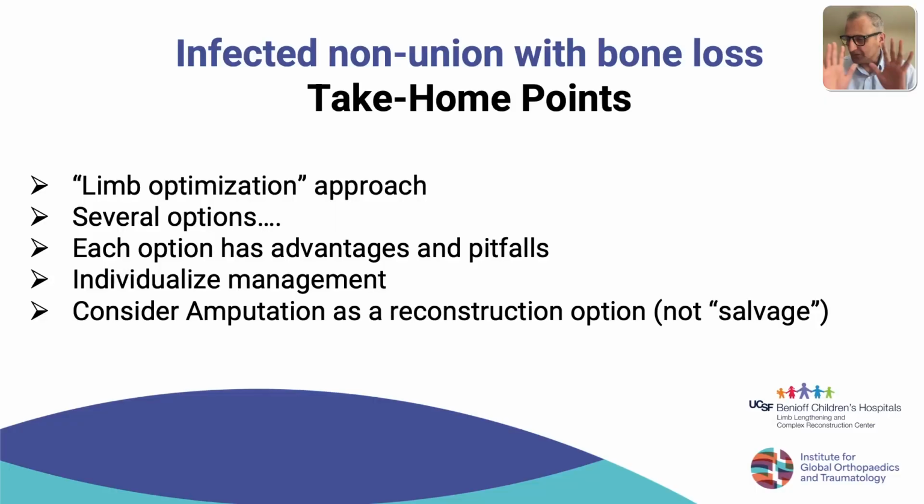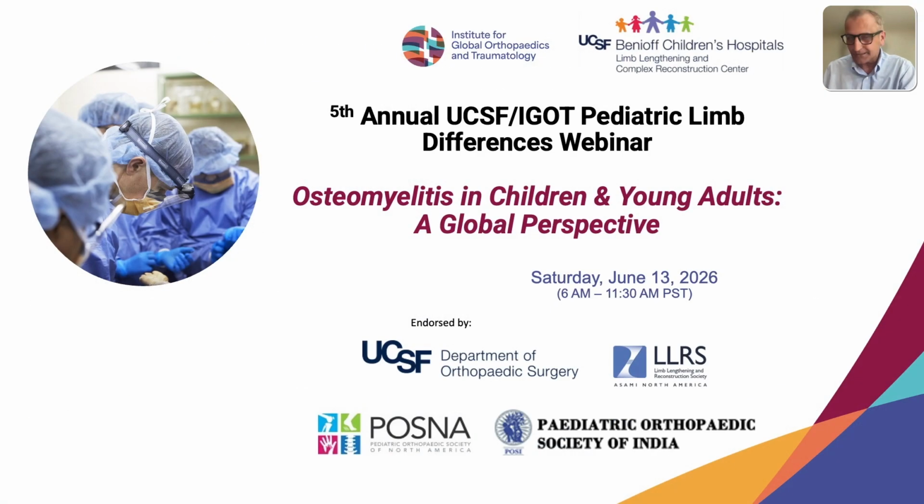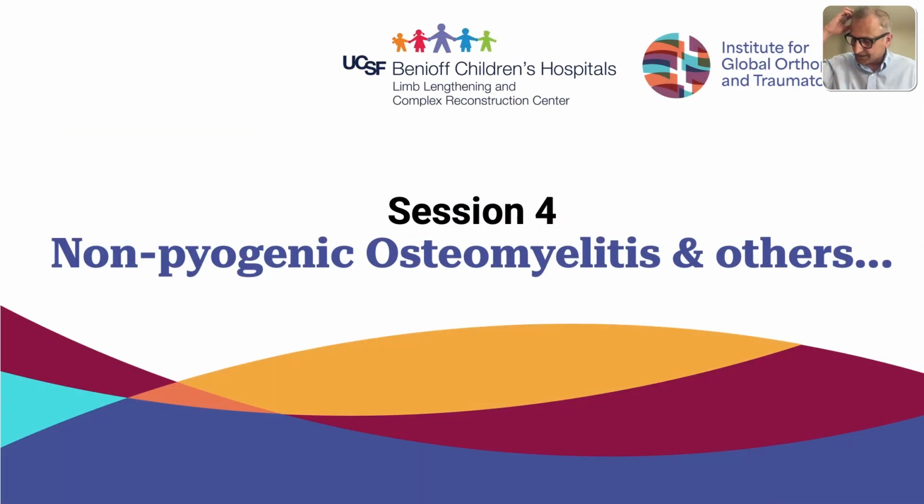All right, great. So we're in our final stretch, which is session 4. And this is kind of a potpourri of different things, including some tips and tricks, some non-pyogenic infections like TB, and then towards the end we've got some upper extremity cases.